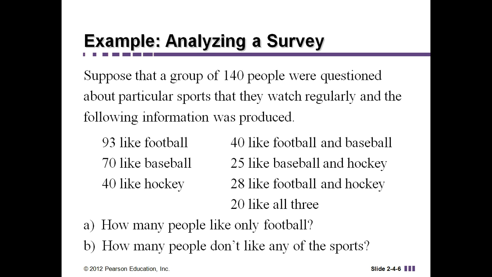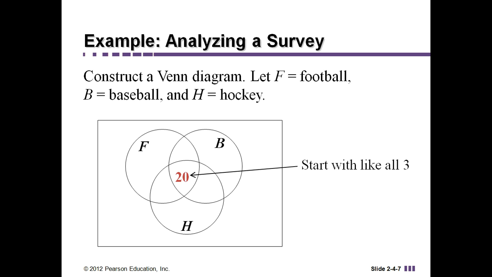If we just tried to add up all these numbers, we would end up with numbers that are way greater than 140. So we have to figure out how much overlap there is, and different things like that. We're going to do that with Venn diagrams. We're going to start with the 20 people that like all three sports, and create a Venn diagram with football, baseball, and hockey as our three rings. The 20 represents the people that like all three of those sports.